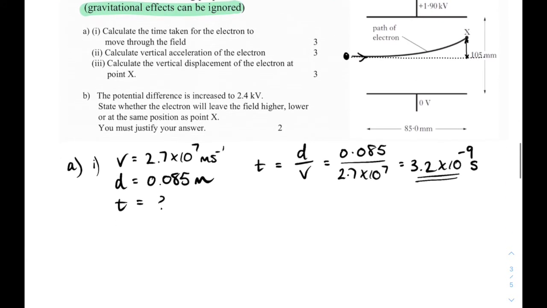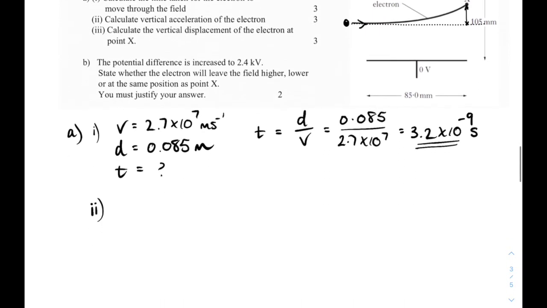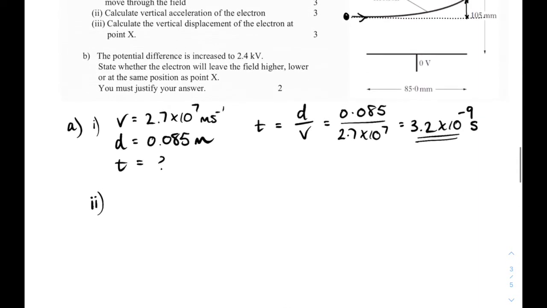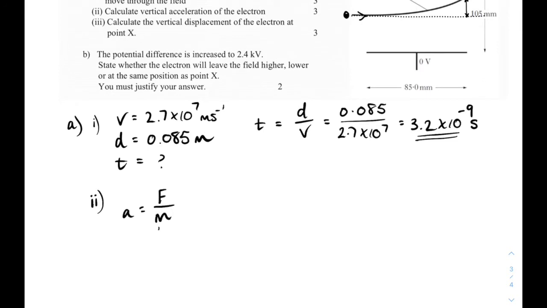Now, part 2, we have to calculate the vertical acceleration of the electron. Now, it's accelerating because there's an unbalanced force acting on it. That unbalanced force is the electric force. So we're back to our old friend here, Newton's second law, a equals F over m. Now, m's the mass of the electron. We can get that from the data sheet. Mass of the electron is 9.11 times 10 to the minus 31 kilograms.